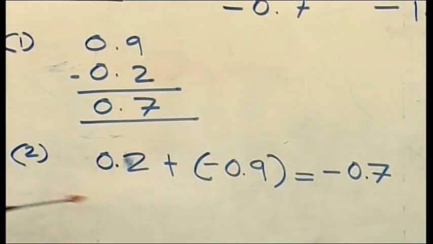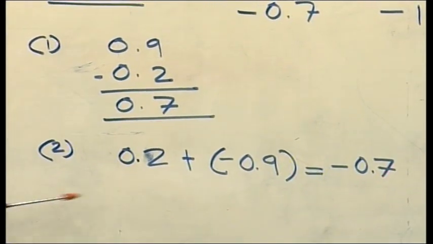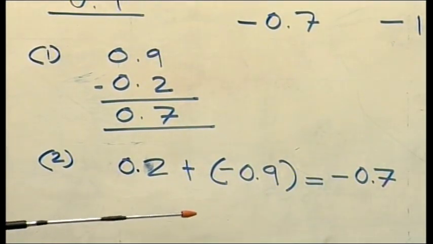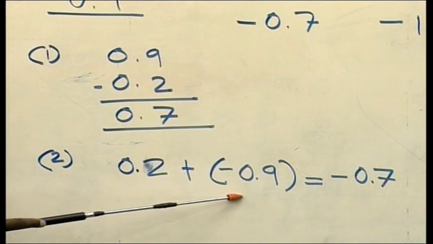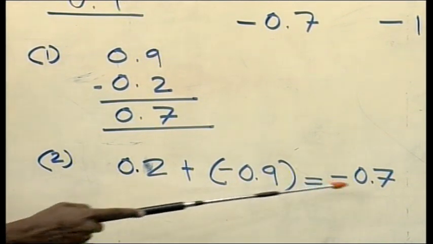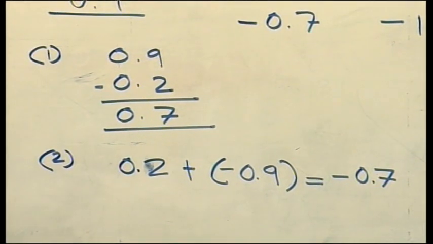Receiving students and 7s, if you follow step number 2, we have given our answer a negative sign because the bigger number is 0.9 and the sign in front of the bigger number is negative. So our answer is negative 0.1.